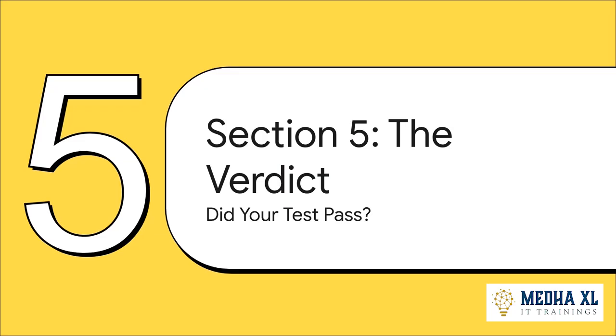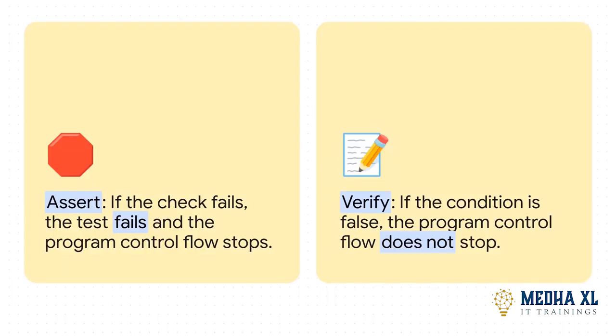Okay, so our script ran, it opened the browser, it clicked the button, it typed the text, it closed the browser. Great. But did it work? Did the thing we expected to happen actually happen? How do we get the final verdict? Pass or fail? This is where we check what we expected to happen against what really happened. And you've basically got two ways to do this.